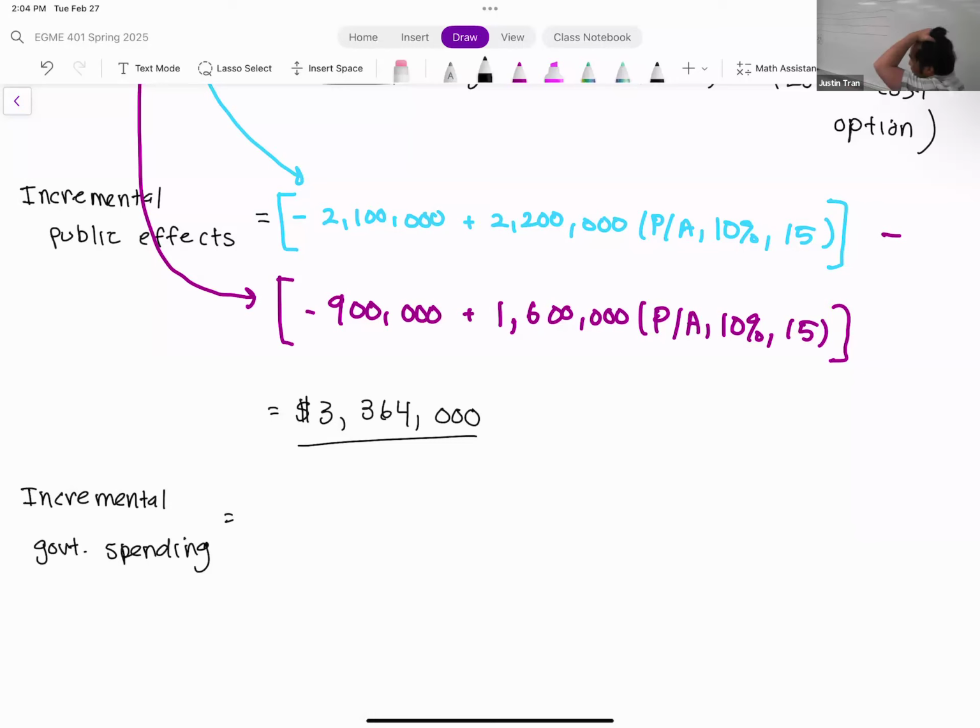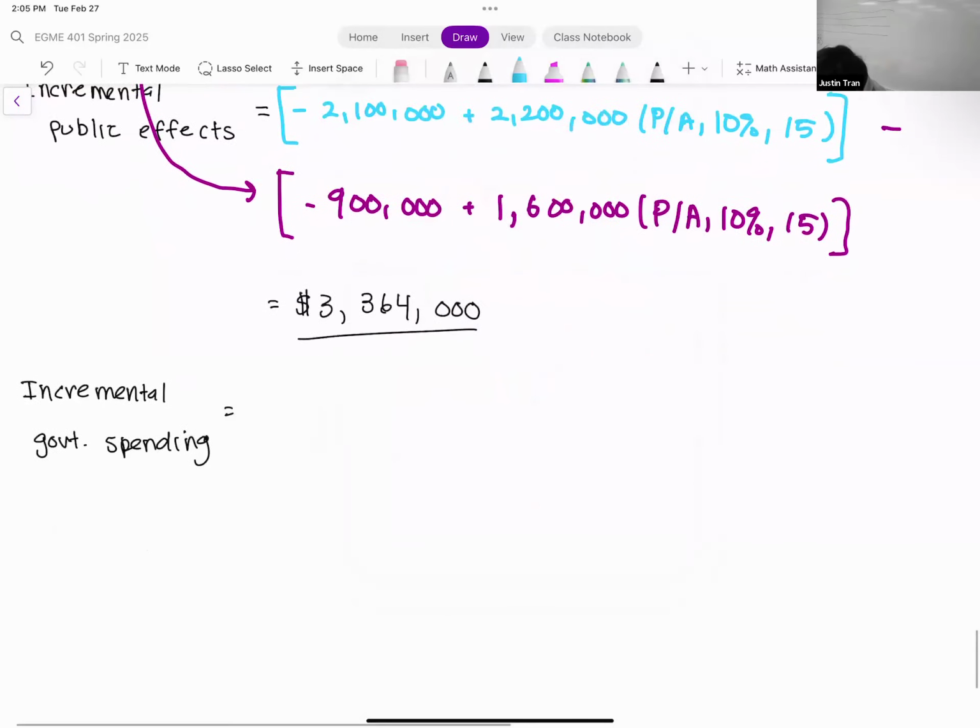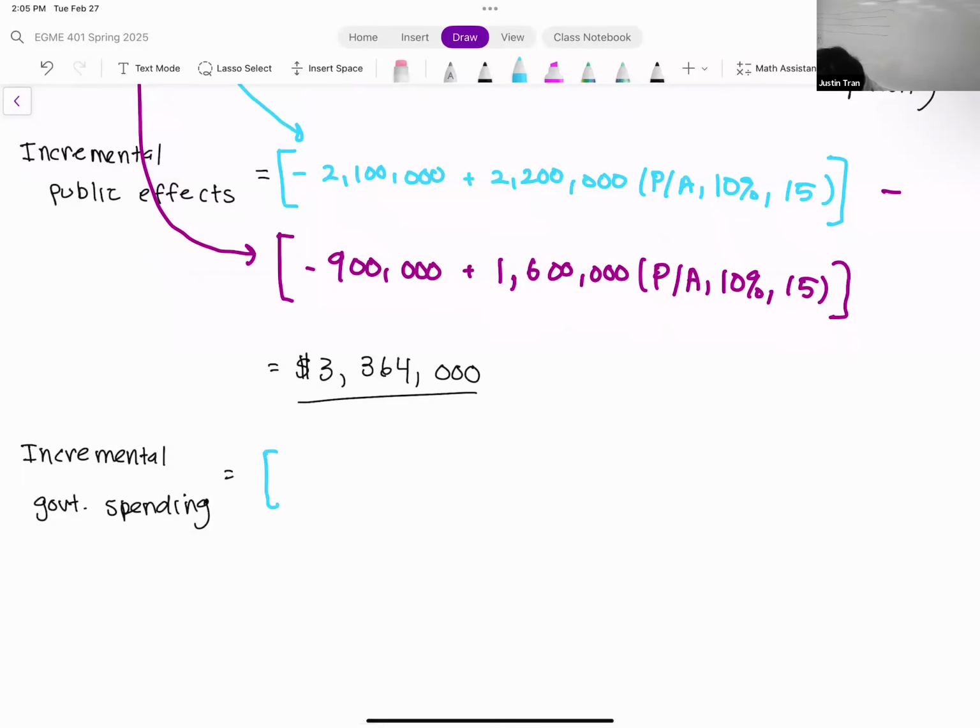All right, so let's do the same thing with the denominators. So we're going to take our two denominators and subtract them from each other. Okay. All right, so first we start with the left turn lanes. Okay. So the denominator of our left turn lanes is 11.9 million. Okay. Plus 225,000, P over A, 10%, and 15.